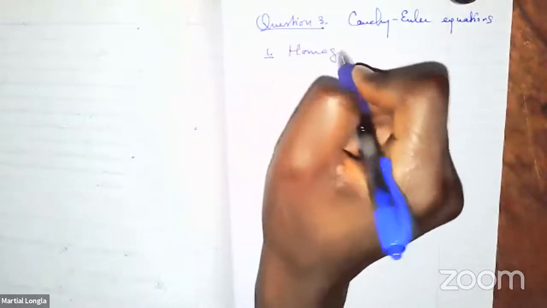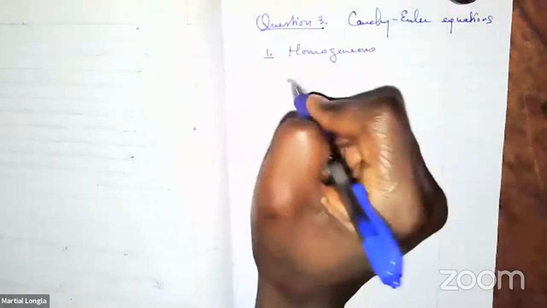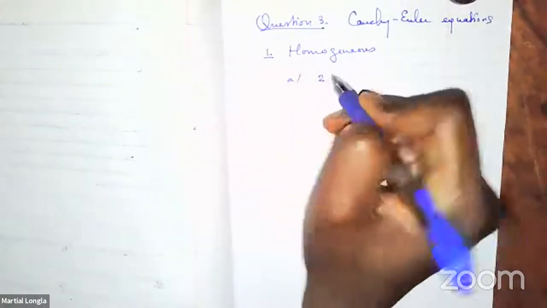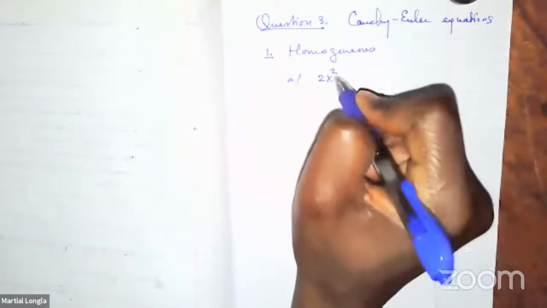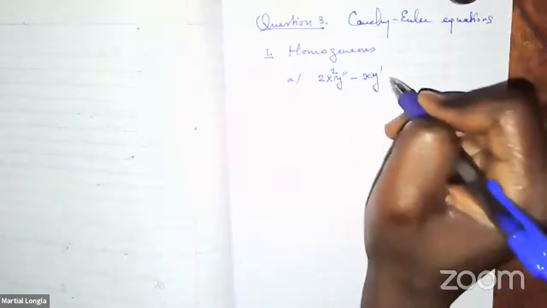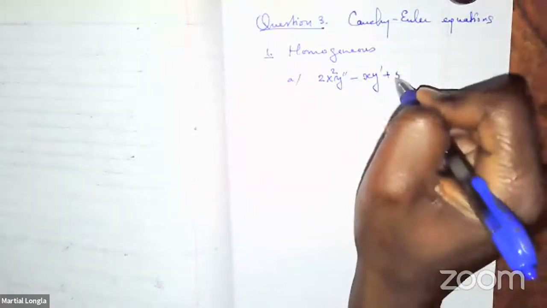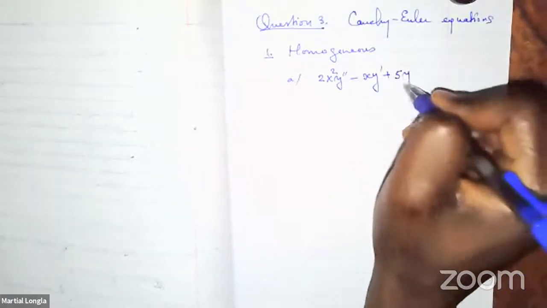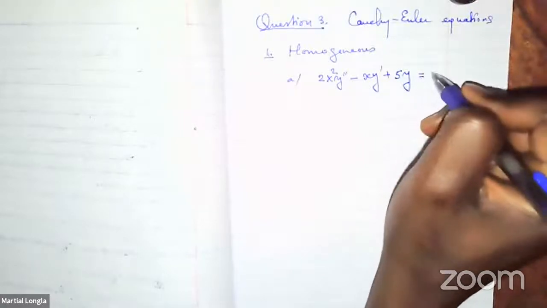Homogeneous. Let's say we got 2x squared y double prime minus xy prime plus 5y equal 0. How do we solve this?